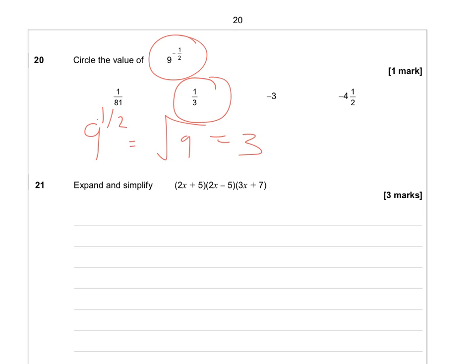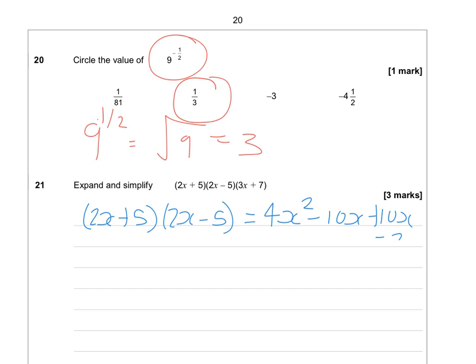Question 21, expand and simplify this set of triple brackets. Starting with 2x plus 5 multiplied by 2x minus 5, we find that the product of this is 4x squared minus 10x plus 10x minus 25, which simplifies to 4x squared minus 25.